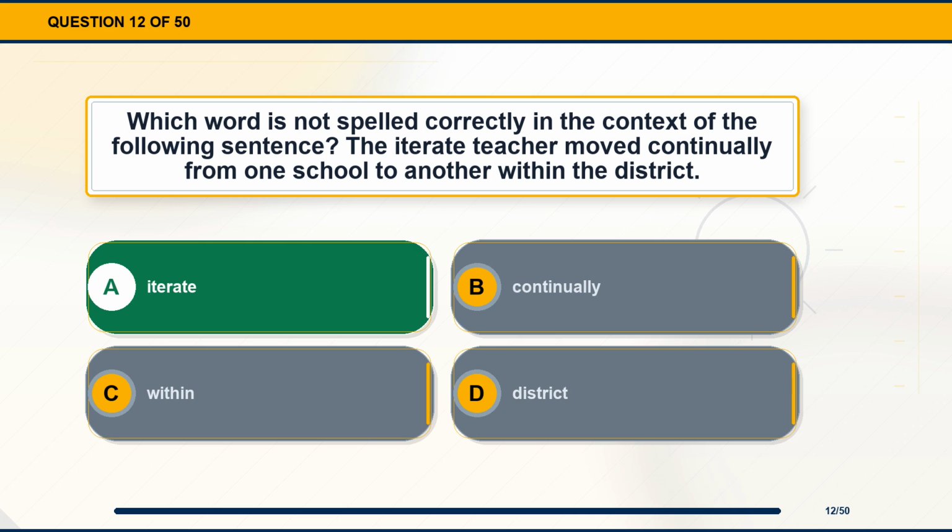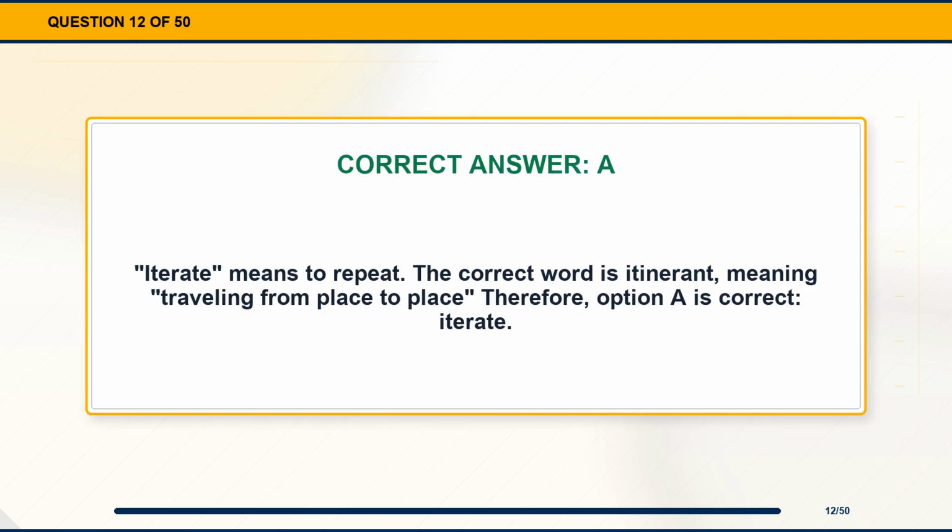The correct answer is option A, iterate. Explanation. Iterate means to repeat. The correct word is itinerant, meaning traveling from place to place, therefore, option A is correct, iterate.